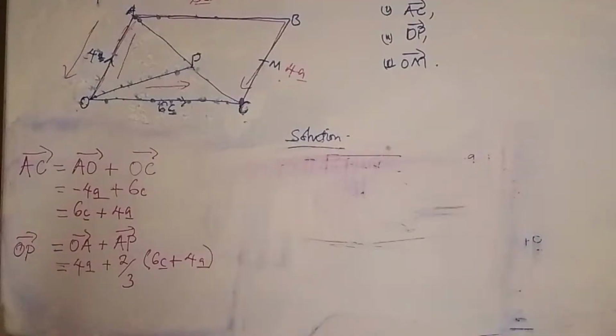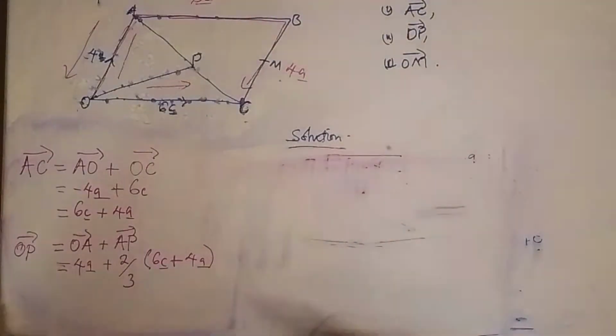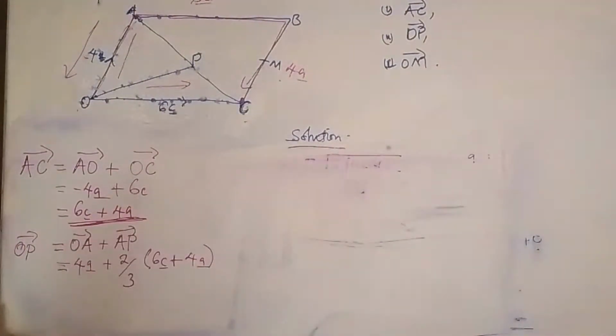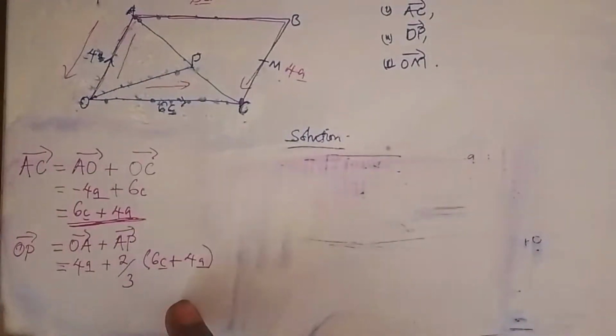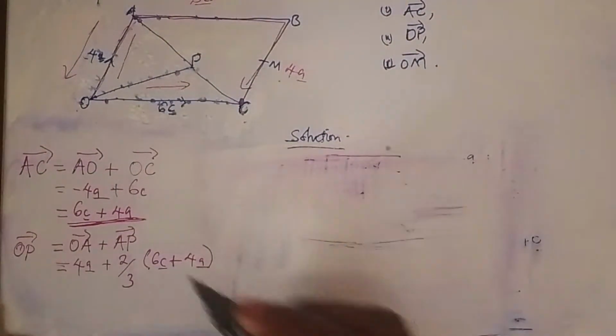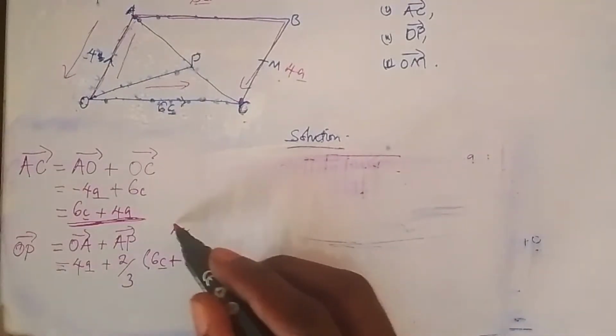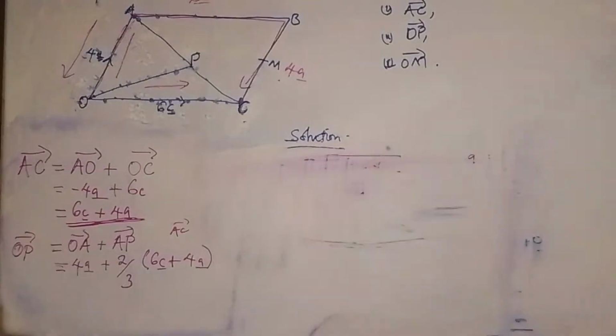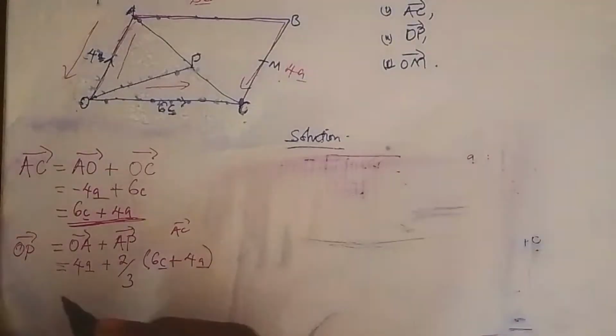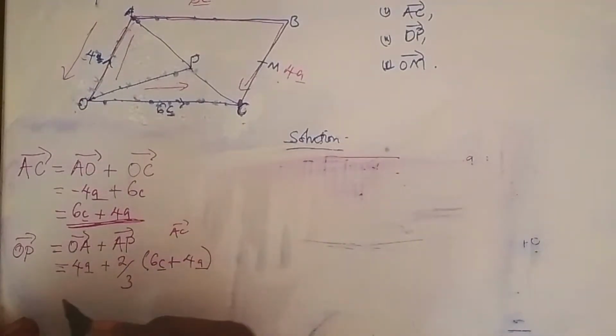So the moment question 1 becomes wrong, your question 2 also becomes wrong, because you won't be able to use this part which I've showed you. This part is coming from vector AC. Those that don't understand, we replaced where there was AC in the question with this one. So now here, what you need is just the basic addition.